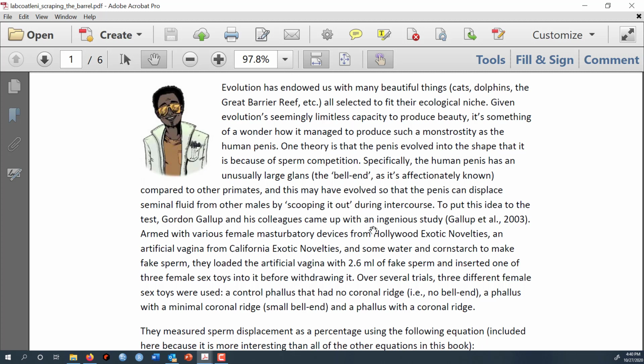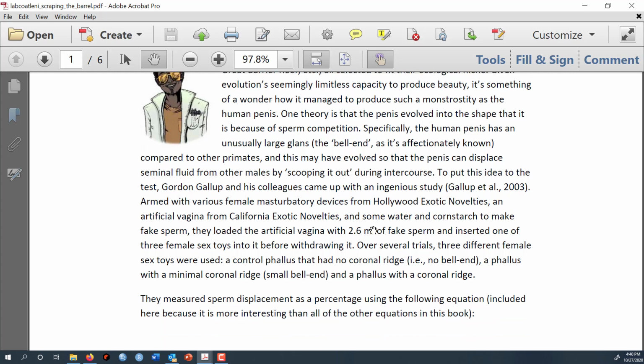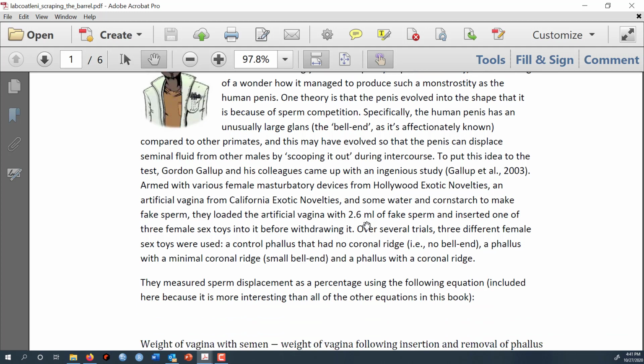And some researchers thought that it had to do with scooping out the semen left by other males so that you would be the one to impregnate the female if your penis was good at getting rid of the other guy's sperm. So they did this thing, which is pretty gross, where they filled up a fake vagina with cornstarch and water, and then they had these like 3 kinds of sex toys.